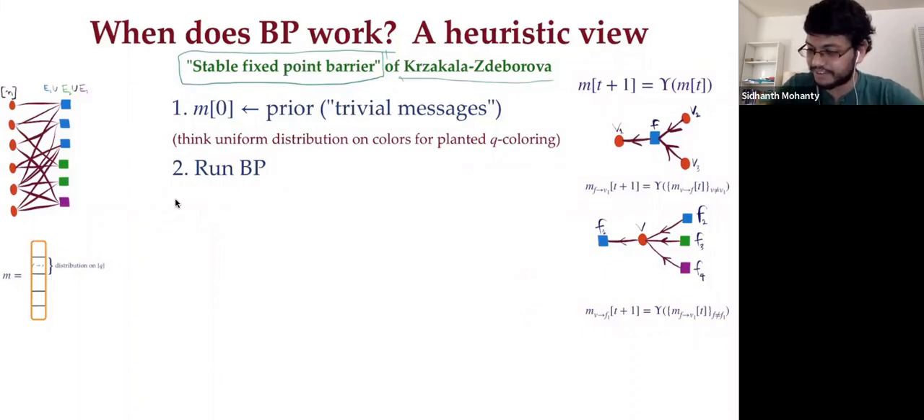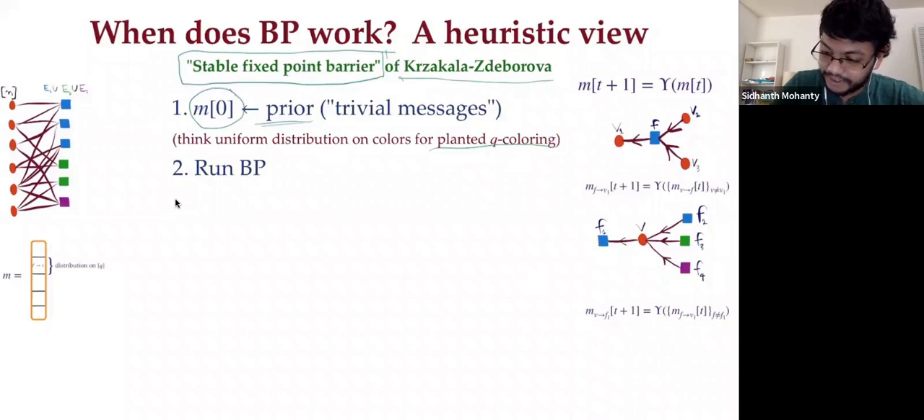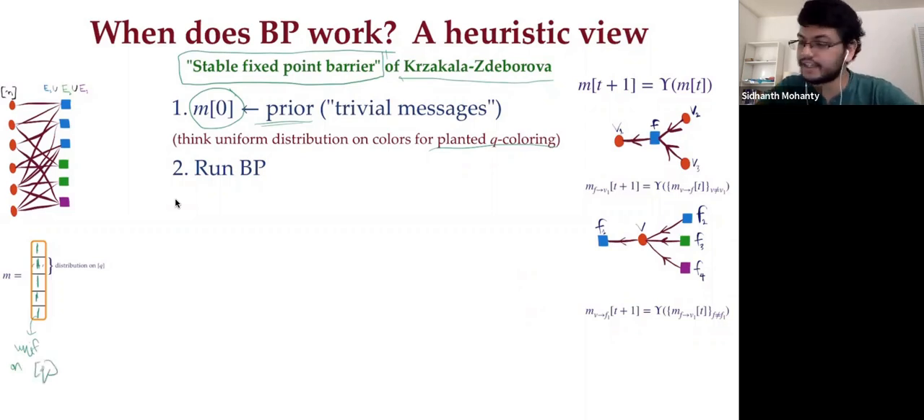The first step is you define a certain starting state for belief propagation, which does not depend on the graph at all. It only depends on the prior. I know this is vague, so in the specific example of planted Q-coloring, think of the initial set of messages as each entry of this M vector being the uniform distribution on all Q colors. This is all happening as a thought experiment. M0 is the set of messages which they call the trivial set of messages. Step 2 of the thought experiment is to understand what happens if you start running the belief propagation update rule.